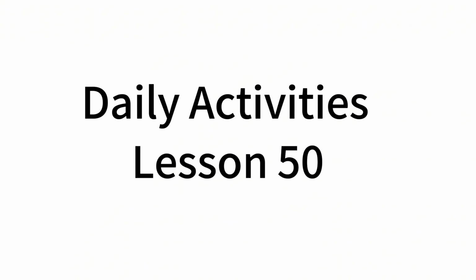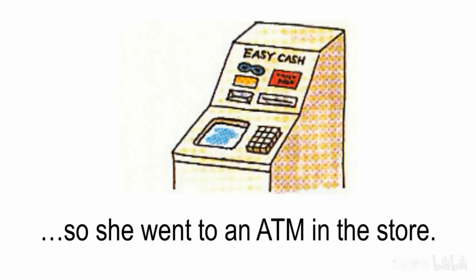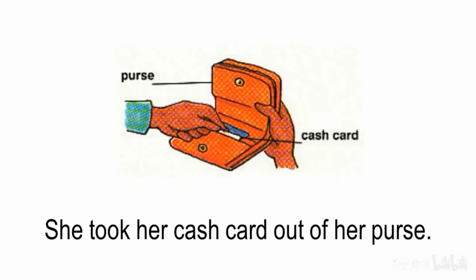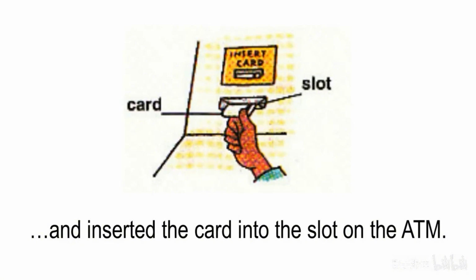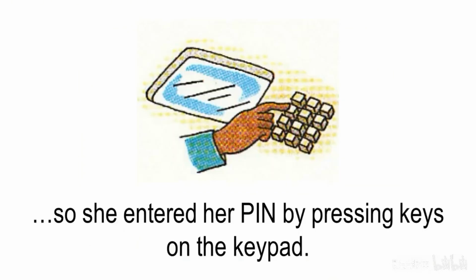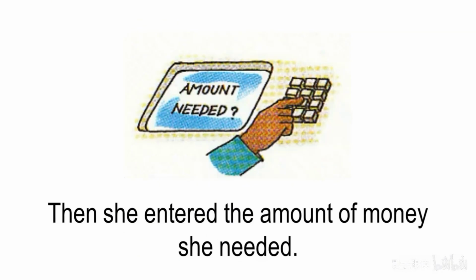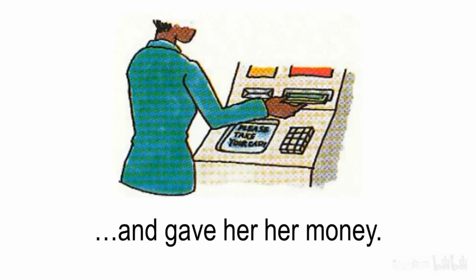Daily activities. Lesson 50. Kate needed money. Whoops! I'd better find a cash machine. So she went to an ATM in the store. She took her cash card out of her purse. She lined up the magnetic strip properly and inserted the card into the slot on the ATM. A message on the screen asked for her PIN. So she entered her PIN by pressing keys on the keypad. Then she entered the amount of money she needed. The machine returned her card and gave her her money.